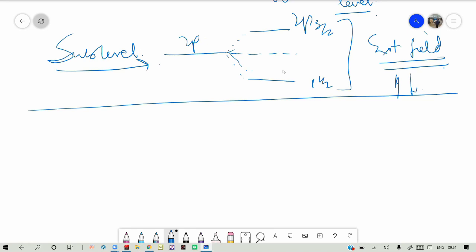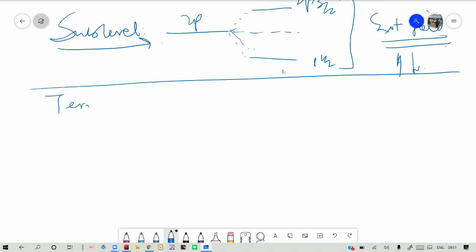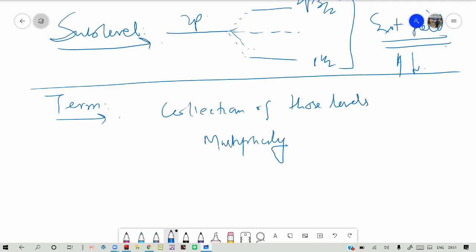The term is important. We will use this again. And term is determined by the collection of those levels which are characterized by orbital angular momentum and multiplicity. Multiplicity means how many possible combinations of spin there actually are.